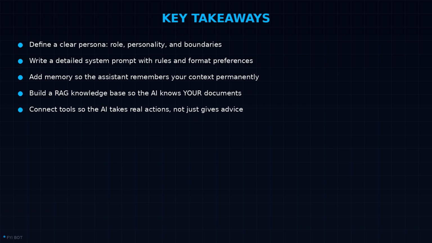managing tasks. The beauty of this framework is that it scales. You can start with just a custom GPT and a good system prompt in 30 minutes, then add memory, documents, and tools as you go. Every step makes your assistant more powerful. And here's the thing most people don't realize. The gap between people who use AI like a search engine and people who have a real personal assistant is not technical skill. It's just knowing these 5 steps and actually doing them.